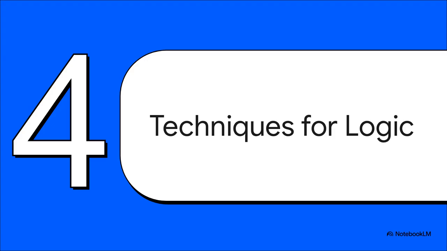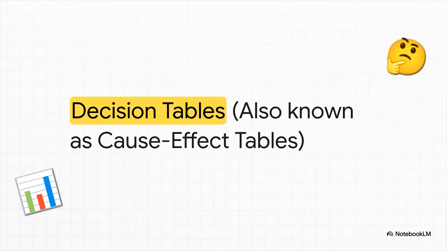Now, testing isn't always about simple input boxes, right? A lot of modern software is built on complex business rules and all sorts of logic. So for that, we need a different set of tools. First up are decision tables. This is honestly a brilliant way to systematically map out all the different combinations of conditions to make sure you've tested every possible outcome of a complicated rule.